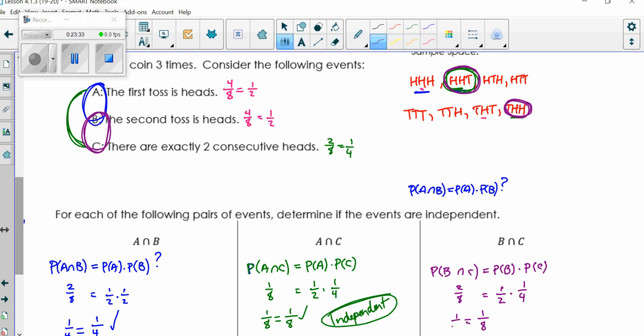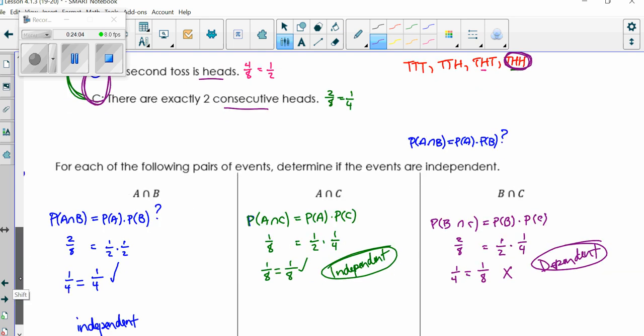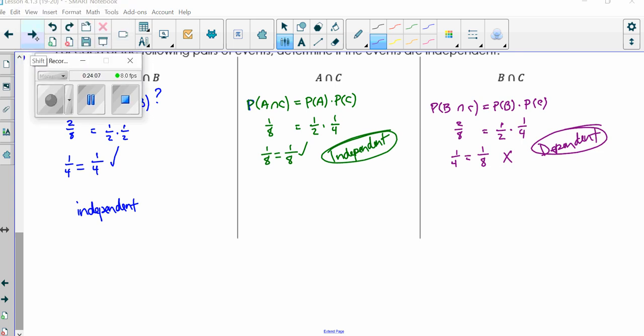which is not correct. So not correct, which means if it's not correct, then these are dependent events. Okay, and dependent means that they depend on one another, which again should make sense because if you look at these, the only way that you can get 2 consecutive heads is if the second toss is heads, because there's only 3, right? You can't get 2 consecutive heads if the middle toss is not a heads. So, okay, but then you need the algebra to support it. So there you go. All right, so then that brings us to our last page.